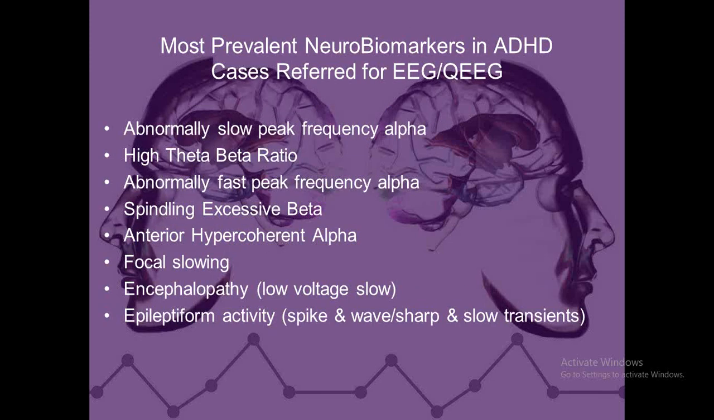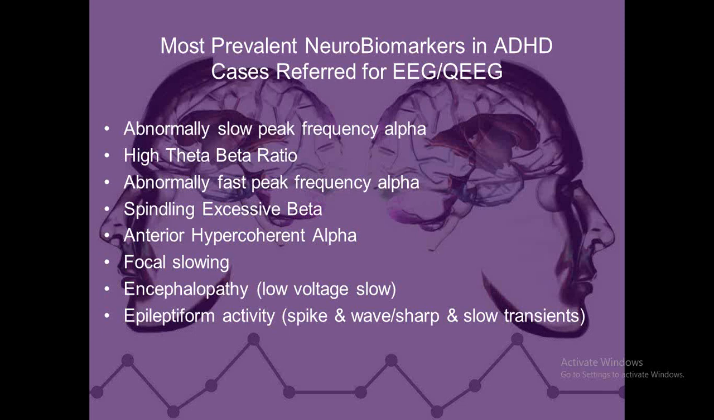The most prevalent neurobiomarkers in ADHD, in cases referred for EEG and qEEG. These are the findings that we have, and I'm sure many of you are familiar with all of these. Abnormal slow peak frequency alpha, which is a central nervous system underarousal or hypoarousal. A high theta beta ratio, which is what at least the FDA considers the only neurobiomarker for ADHD.